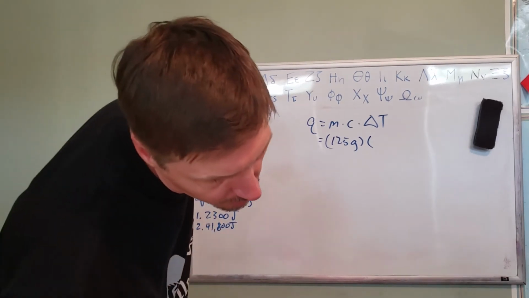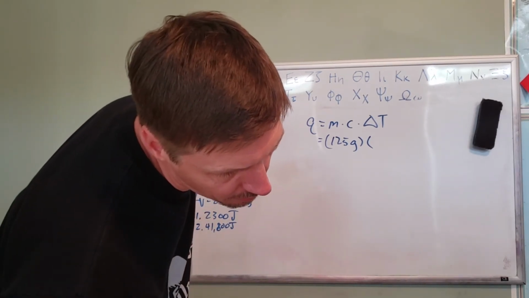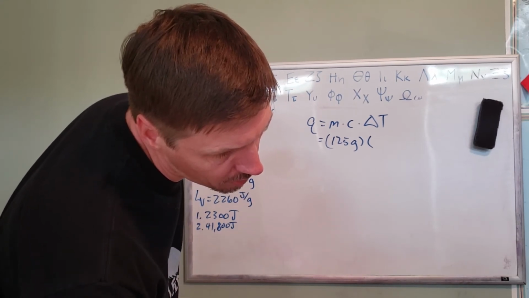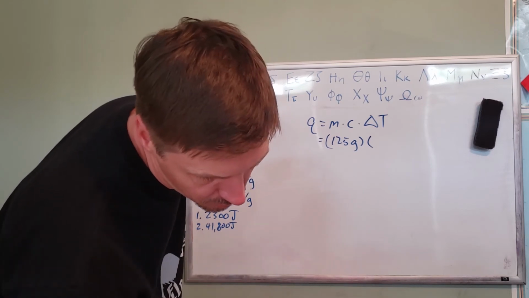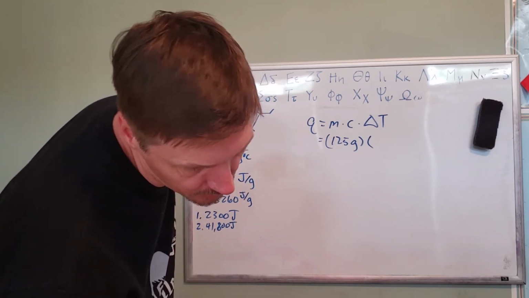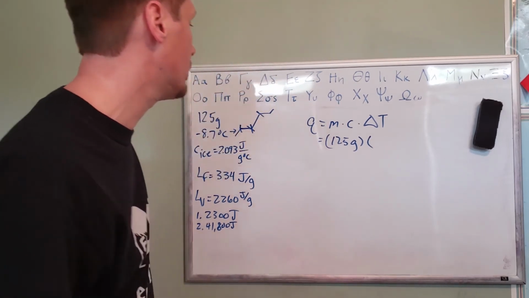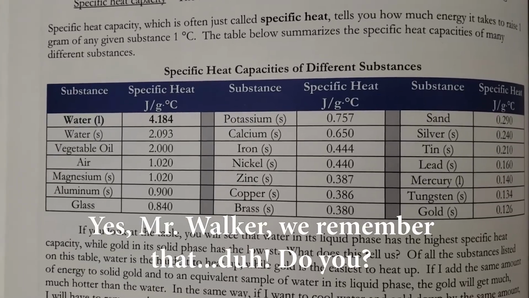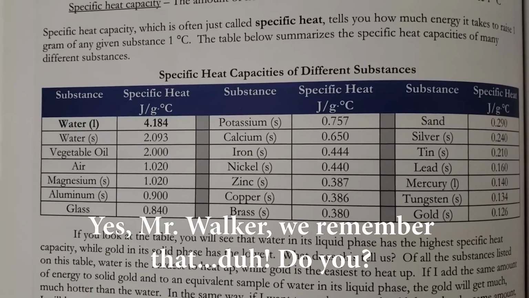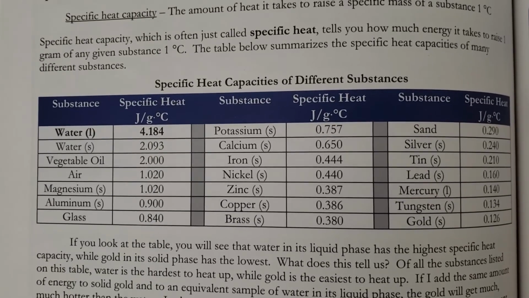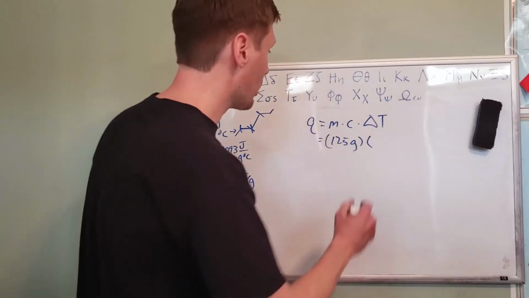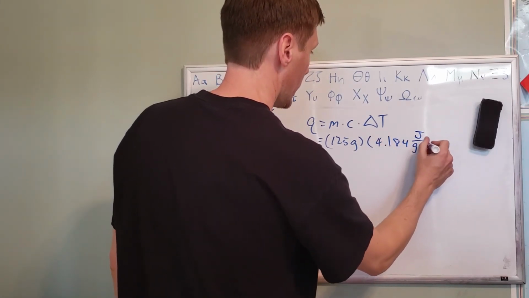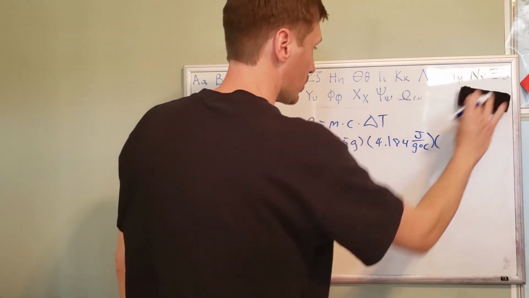is going to be, did they give us that? 4.184 joules per gram degree C. Oh, why don't we have that given to us? Because we had to memorize that. Remember, the only value that we said we need to make sure that we memorize is the value for the specific heat of water in its liquid phase. And that was 4.184 joules per gram degree C. So that's why they didn't have to give us that, because we're supposed to memorize it.